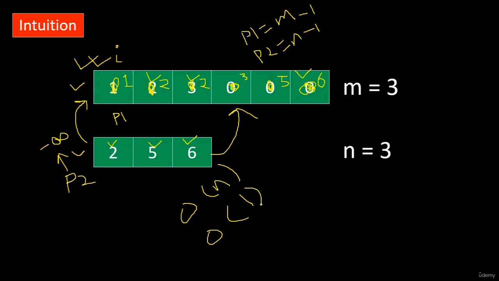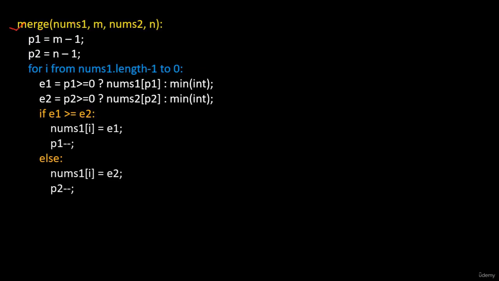Now let's see the pseudocode. Here we have this function merge. This function takes 4 parameters: nums1 array, and m is the number of initialized elements in nums1 array. Then we have nums2 and n is the number of elements we have in nums2 array. Then we have 2 pointers, p1 and p2. Here p1 points to the last initialized element in nums1 array and p2 points to the last element in nums2 array. Then we're running a loop from the last element to the first element.